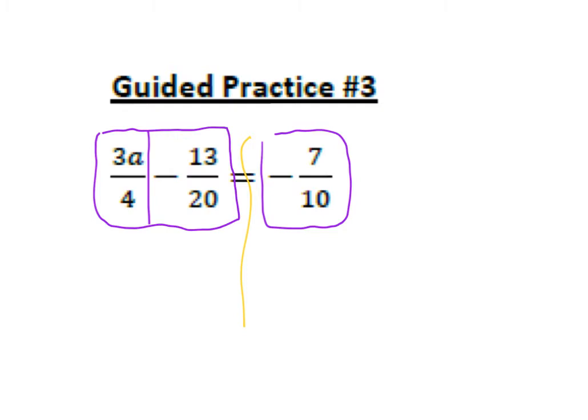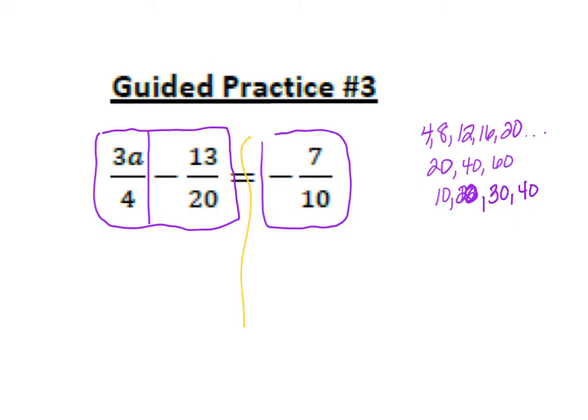So then I'm going to look at, this time, multiples. What are the multiples of 4, 20, and 10? So 4 would be 4, 8, 12, 16, 20, ... 20, 40, 60, 10, 20, 30, 40. So if you look, okay, what is the smallest multiple that they all have in common? So that would be 20. So then I'm going to multiply all 3 of these terms by 20.